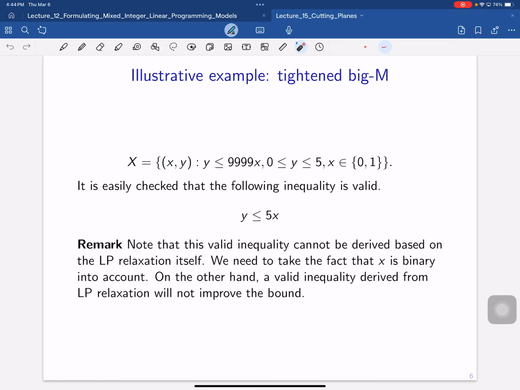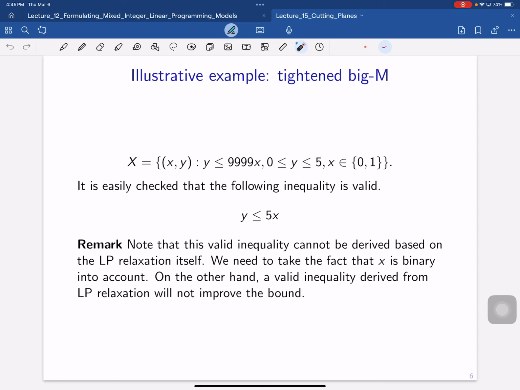So here we have a set we see very often in integer programs. It has a big M constraint, right? So you can think about the 9999 as the big M number here. So y is less than or equal to 9,999 times x, and y is between 0 and 5. x is a binary variable. Okay. So from all these constraints, it is easy to derive these inequalities that tighten the big M constraints, right?